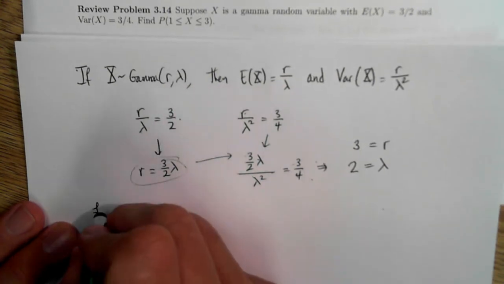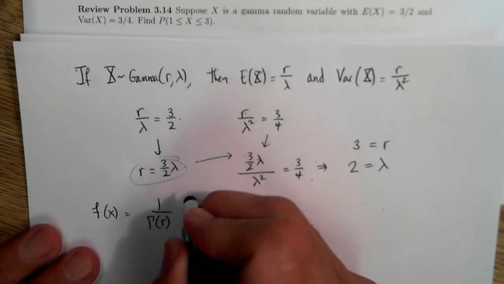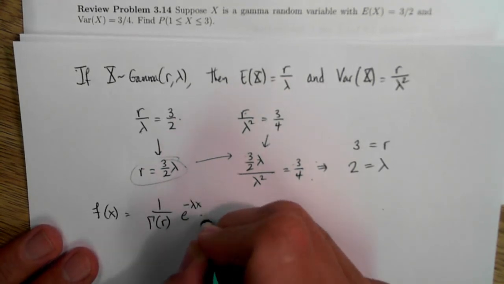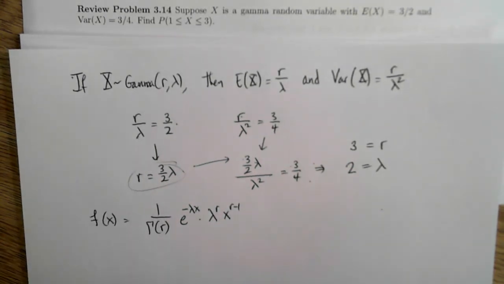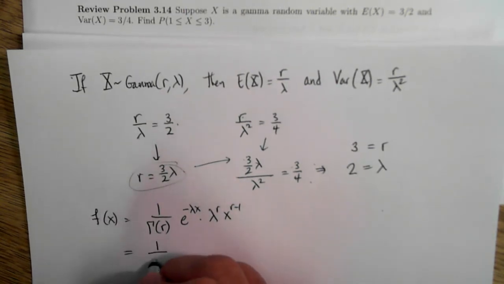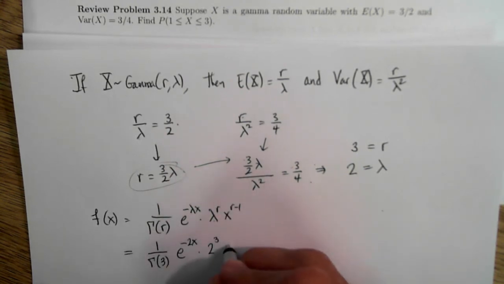Well, the density function is 1 over gamma of r times e to the minus lambda times x times lambda to the r times x to the r minus 1. That's the density function for the gamma distribution. So in my case, that's going to be 1 over gamma of 3 times e to the minus 2x times 2 to the third times x to the 3 minus 1, so x squared.